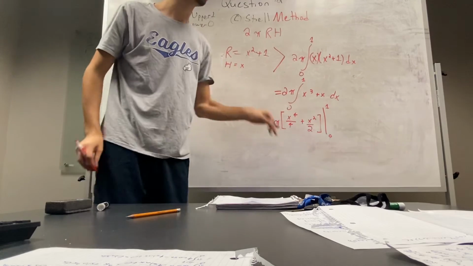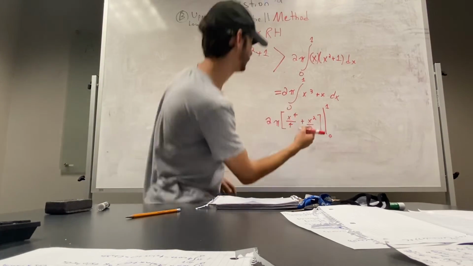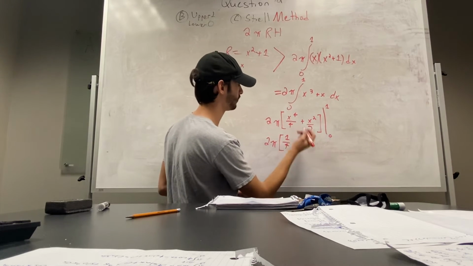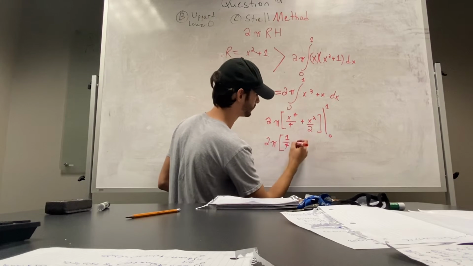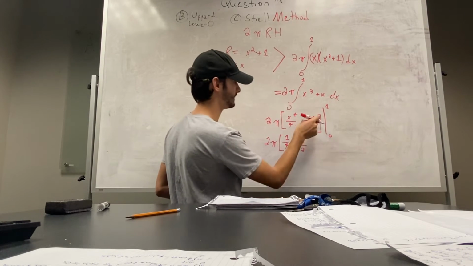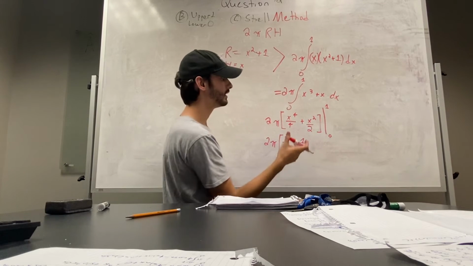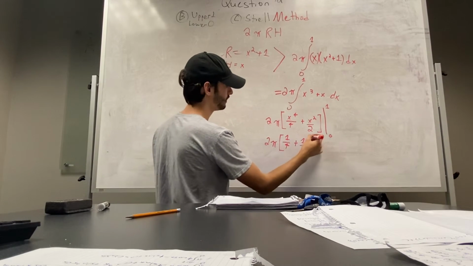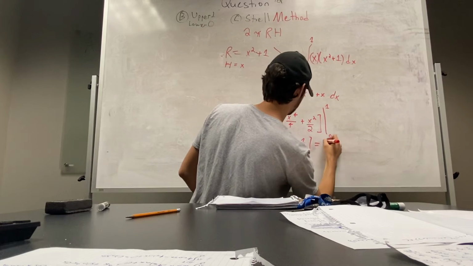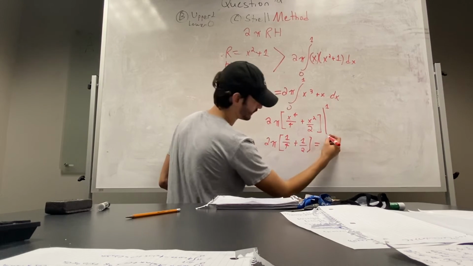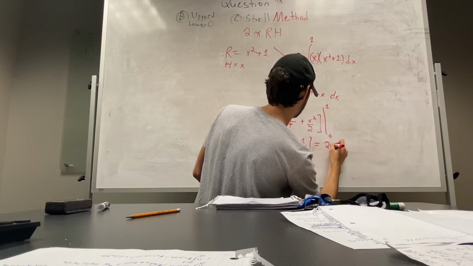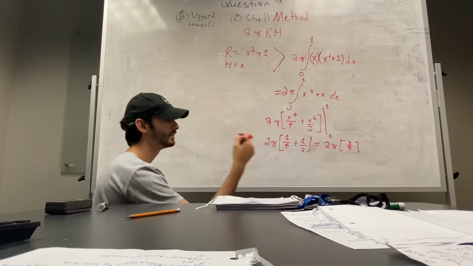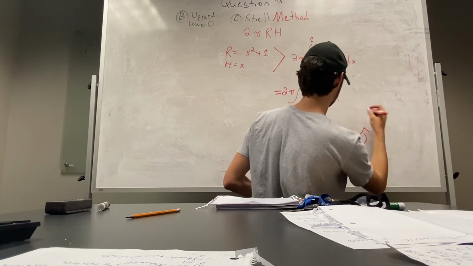Just plugging these in gives you a very simple answer, which is going to be 2 pi times 1 over 4, because 1 to the power 4 is 1, and 1 over 2. And since 0 divided by anything is 0, we're not going to have anything for the lower limit. So it's going to be 1/4 plus 1/2, which equals 3/4. So we have 2 pi times 3/4.